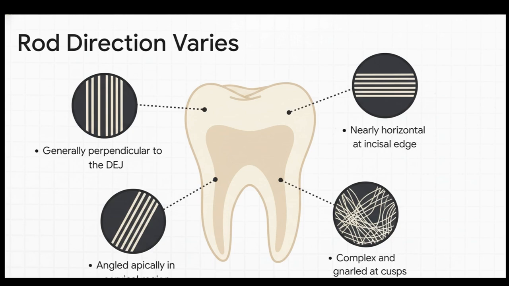But look here. See how they start to angle down towards the gum line? And then they're almost horizontal at the very biting edge. But the real magic happens at the cusps, where you do all your heavy chewing. There, they're all tangled up in this complex web, and that's for maximum strength.